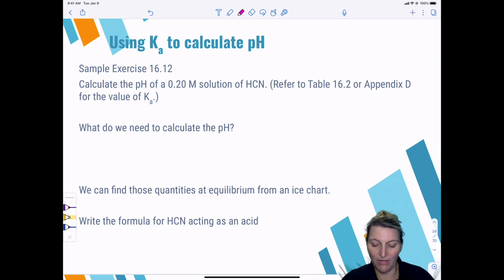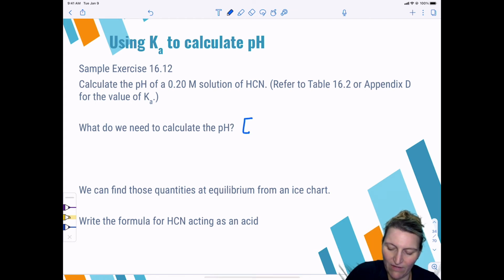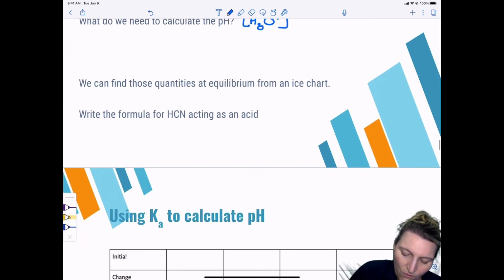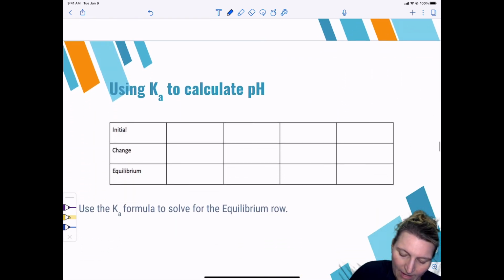So, calculate the pH of a 0.2 molar solution of HCN. So I always think, what do I need to calculate the pH? Well, I need to calculate the concentration of the H3O plus at equilibrium. And how am I going to get that? I'm going to find that in an ice chart. So write the formula for HCN acting as an acid.